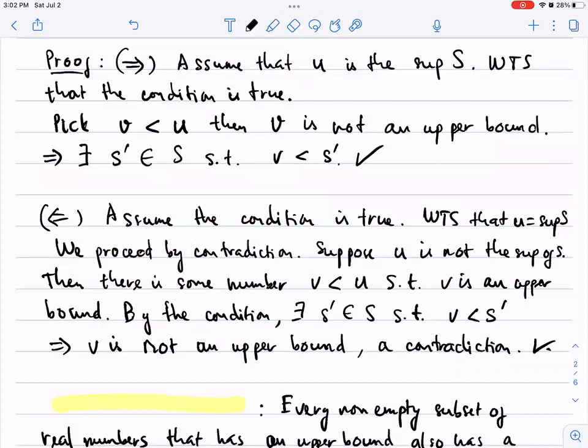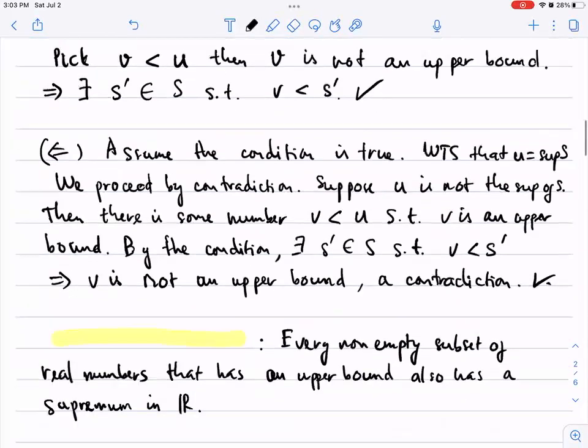By the condition, there exists some S prime in this set capital S such that V here is smaller than S prime. That is clearly a contradiction to the definition of an upper bound for V. That's why the proof is complete. We assume the statement is false and we arrive at a contradiction. That's why the statement must be true.